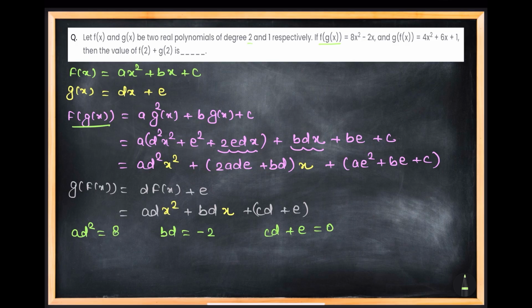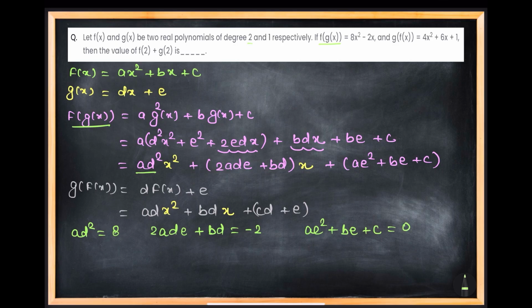Now be super slow. Wait, I have taken the wrong entity. Now look at this. So we have compared the coefficient of x square, done. Now the coefficient of x, this is 2 times ade plus bd equals minus 2, and ae square plus be plus c is equal to 0.